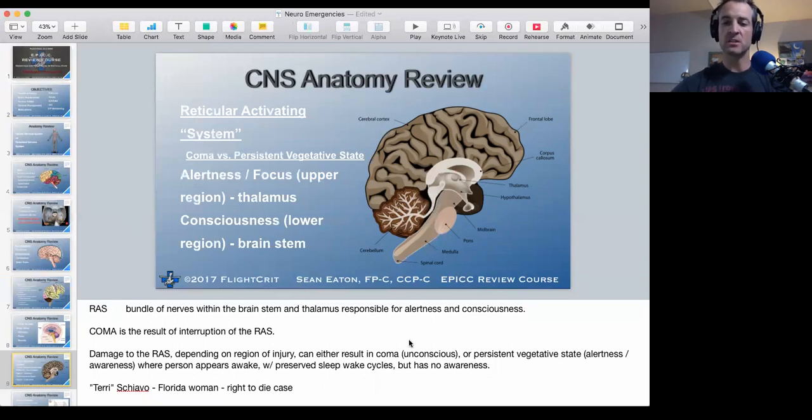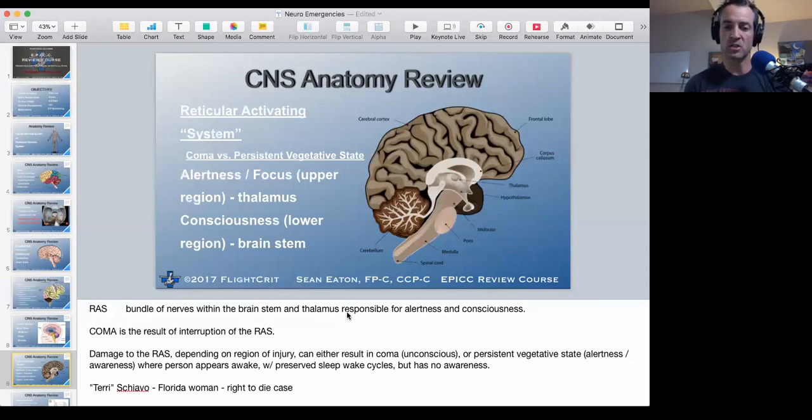So it's a system because it's not necessarily specific structures. It's just a network of neural fibers that run up through the brain, and they're responsible for awakeness, alertness, and consciousness. So when you are assessing a patient, it's important to be able to distinguish which portion of the reticular activating system is damaged.